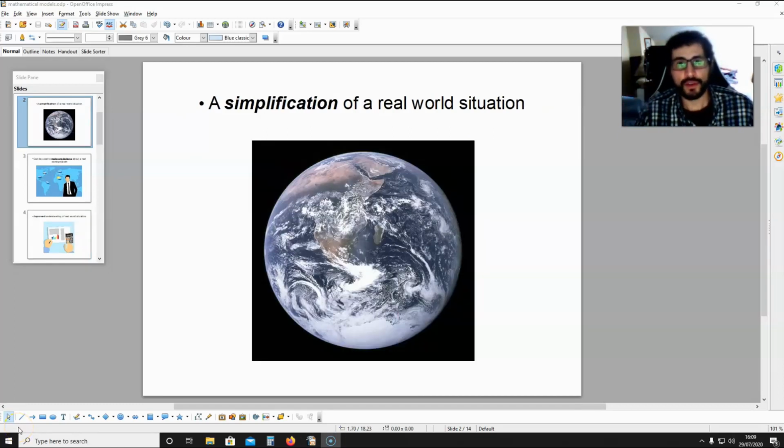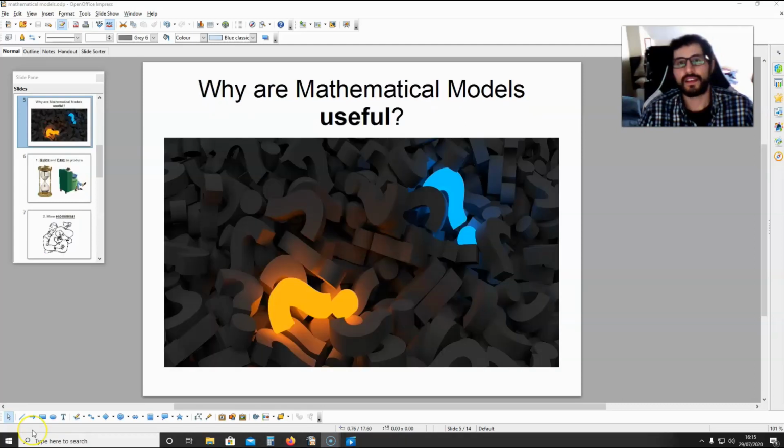Now, a model should aim to incorporate some, but not all, of the features of the real-world situation. You're going to have to make certain assumptions with this model. And this is going to mean that the model does not share all of the features that you'll find in the real-world situation.